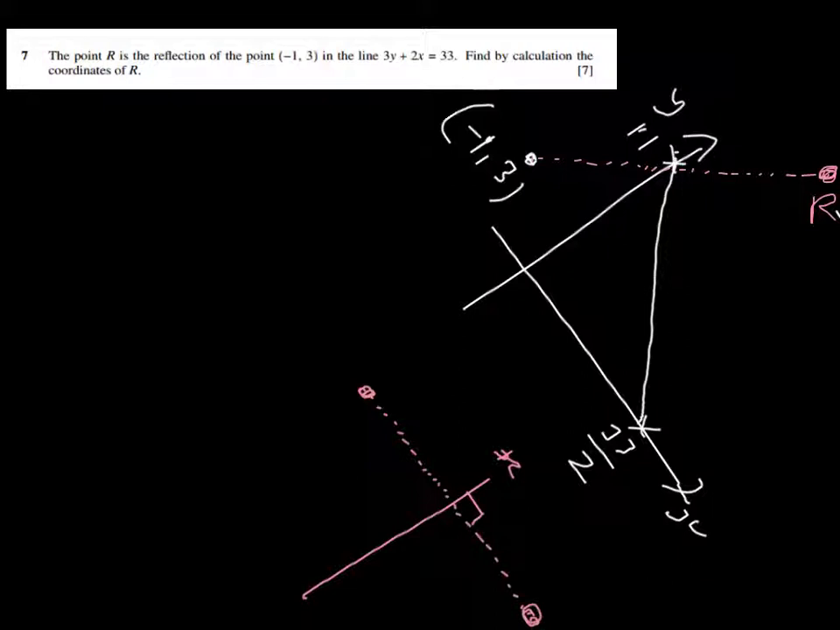So to solve this question, I have to find the equation of this perpendicular, which is all good because I know it's going to have an opposite gradient to this line here. I've got the point on the line, so I can use that to find an equation. Then I'm going to find the intersection between the perpendicular and the original line.